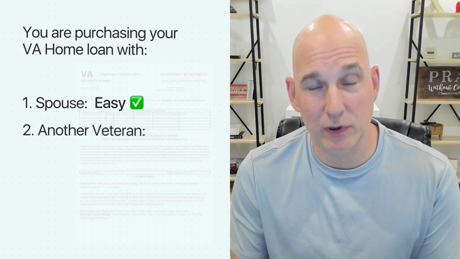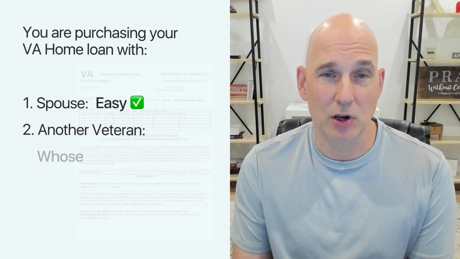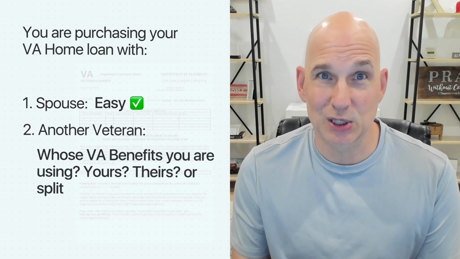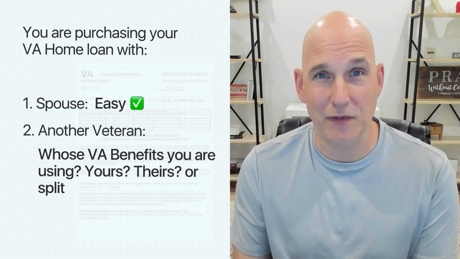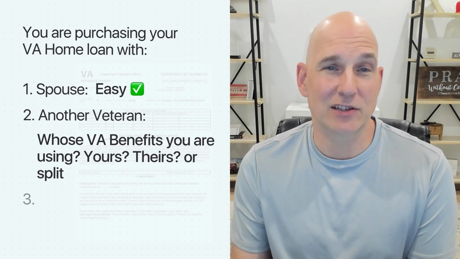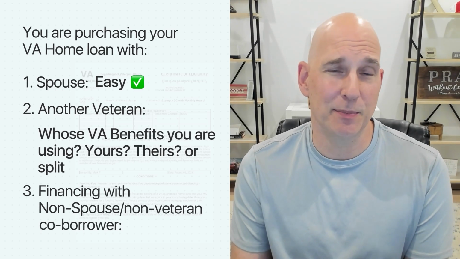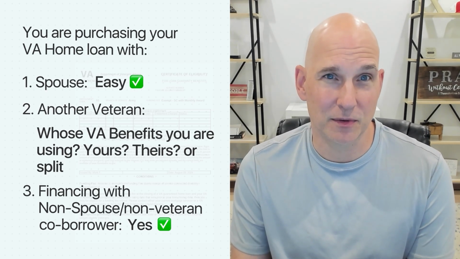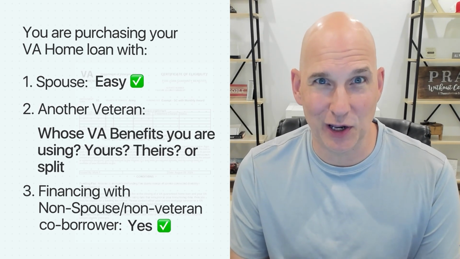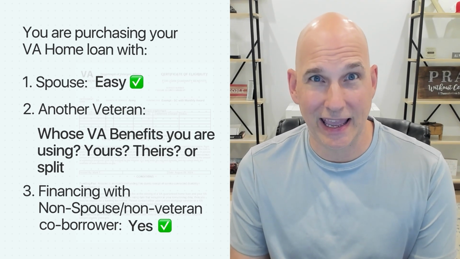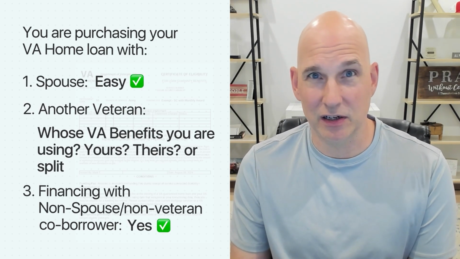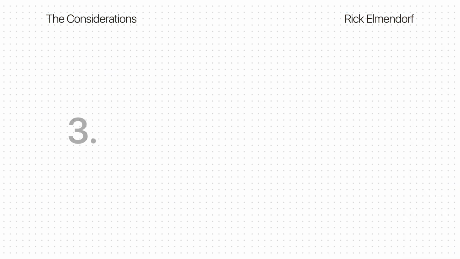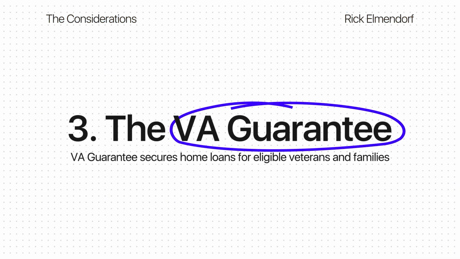Number 2, you're buying with another veteran. The question then becomes, are you using your VA benefits, their VA benefits, or are you splitting entitlement and doing what's called a joint VA loan? These are all possible. Last question would be, are you financing with a non-spouse, non-veteran co-borrower? Now, you can use your VA loan in this circumstance. That is another video for another day, but just so you know, it can be done, and most lenders will tell you, sorry, I can't do that. They're 100% wrong.